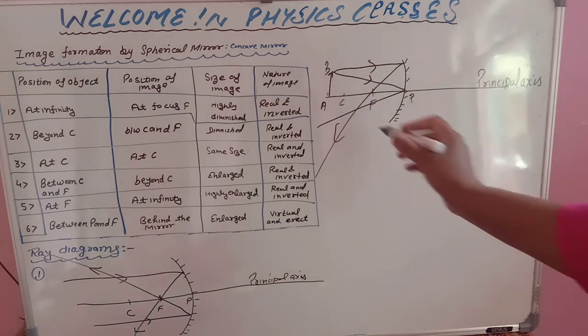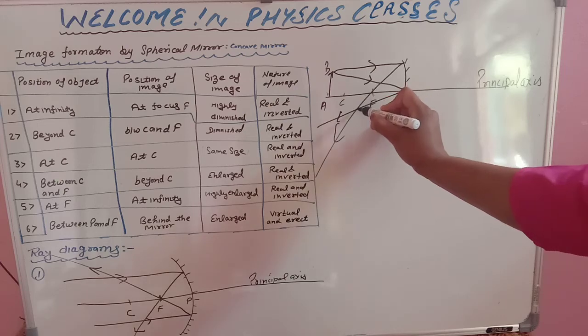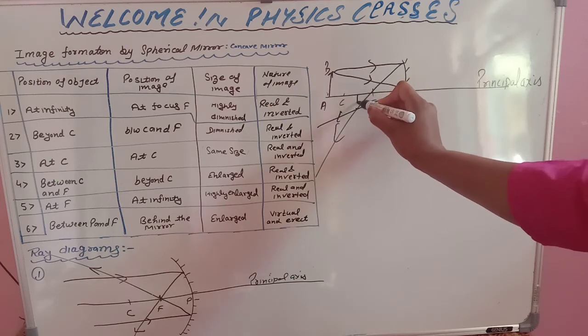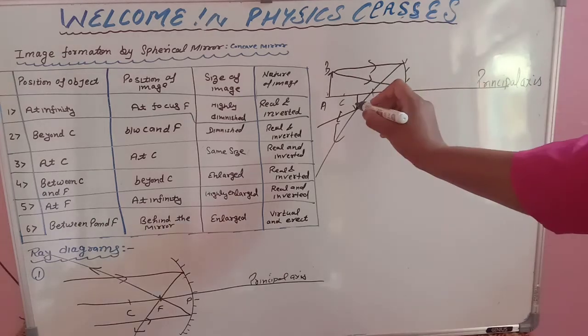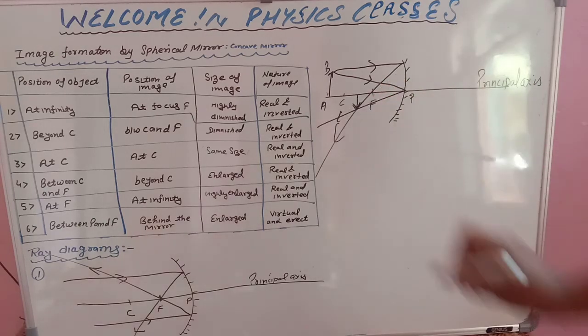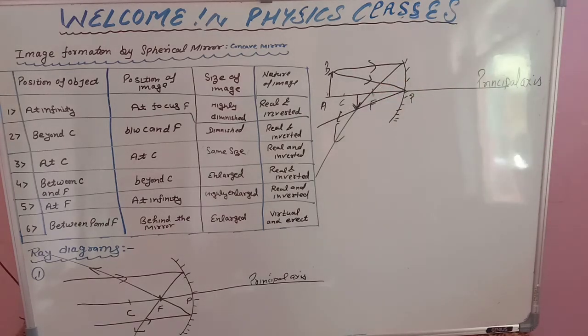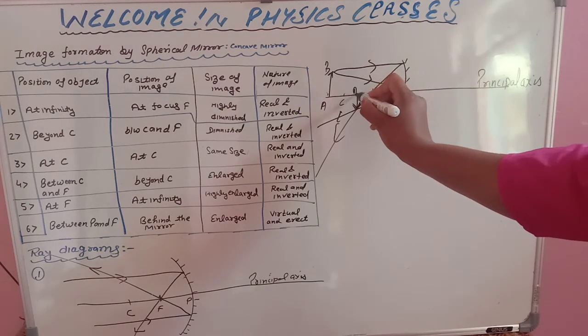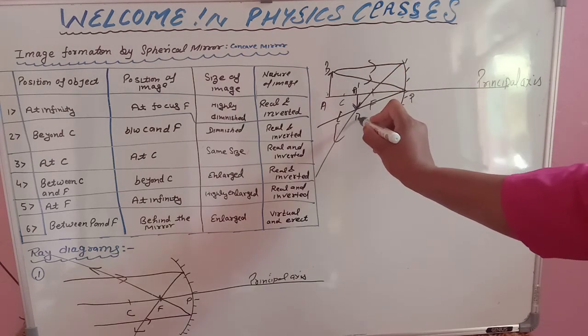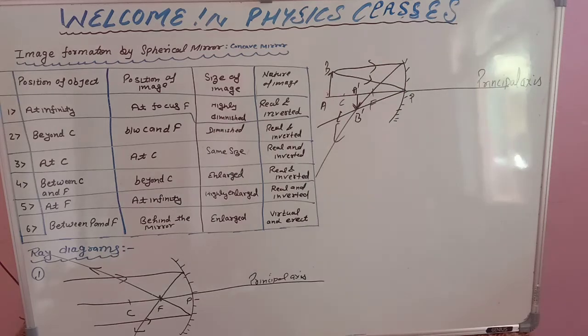So you can see now my both rays are cutting at this point. So at this point I will make one straight line. This arrow you have to draw. This arrow at the top means it is head. So image name I will give A dash, B dash. I hope it is clear how we have drawn. Okay, so this is your second ray diagram.